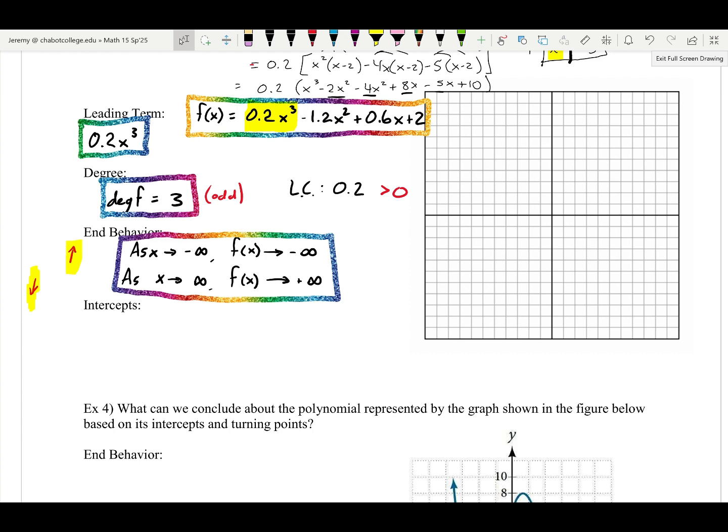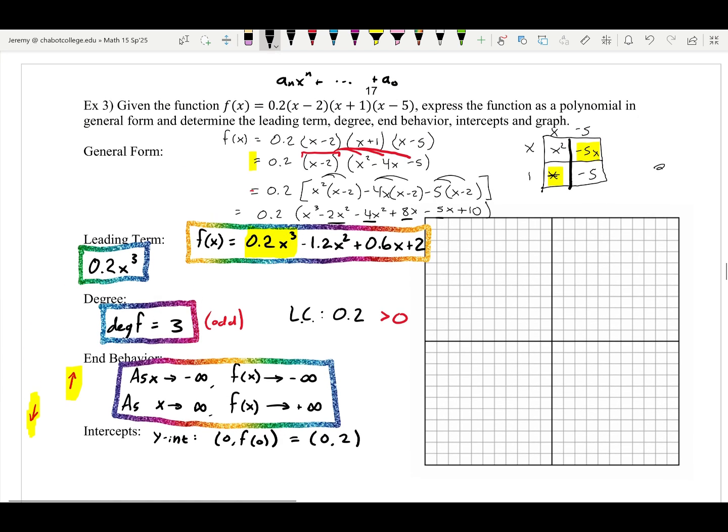And for intercepts, we want x and y intercepts. I usually start with y because it's pretty easy. The y-intercept is always just the ordered pair 0, f of 0, which in this case is going to be 0, positive 2.